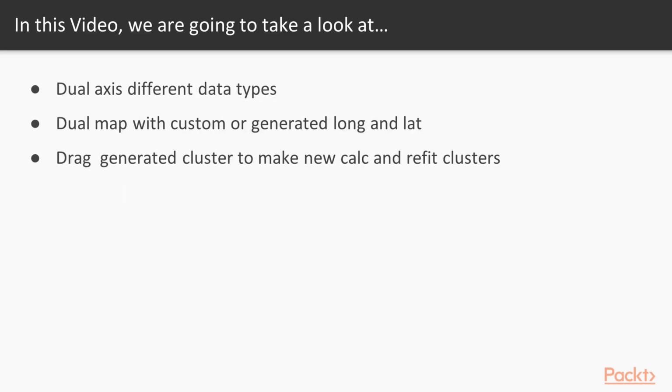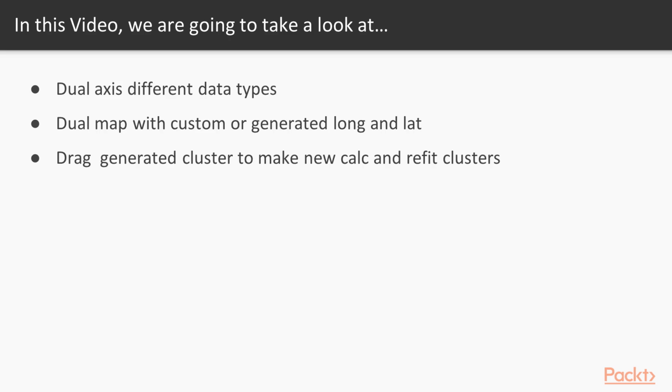We're looking at the dual axis for different data types. This is when you can have a decimal or a whole number. In previous versions, if you were to try to do a dual axis on different data types or formats, then the option for dual would have been shaded out, so it won't be available. Then we look at the dual map with custom or generated long and lat. Before, you couldn't use custom longitude or latitude to dual axis on, and now you can.